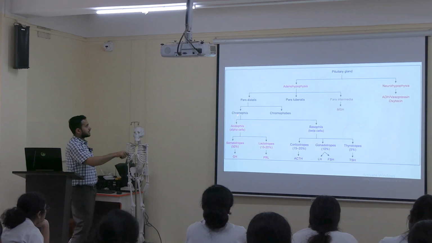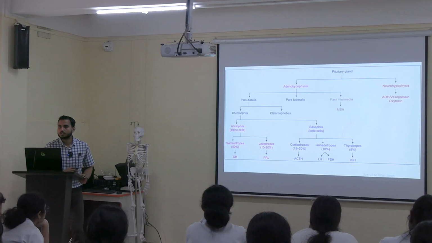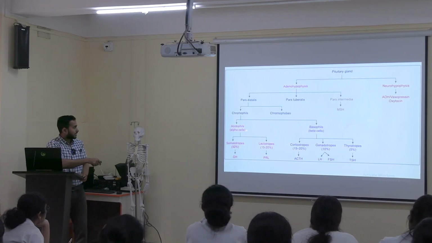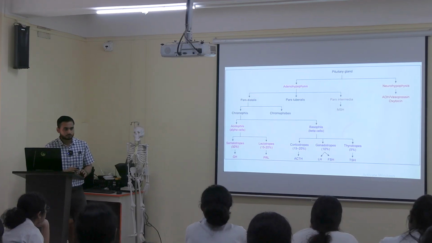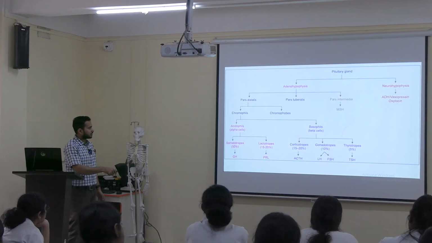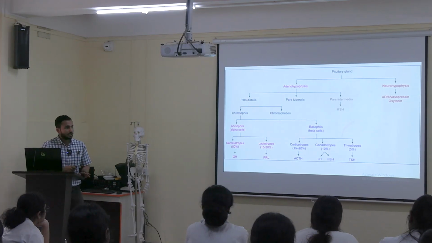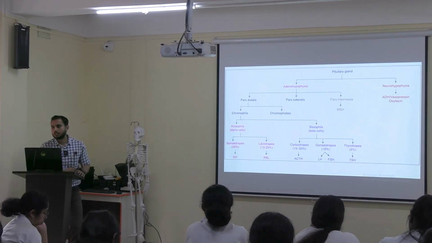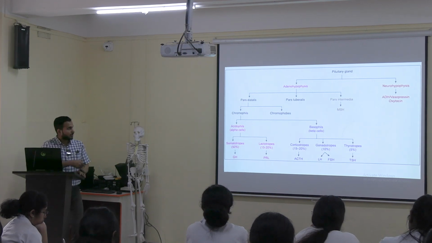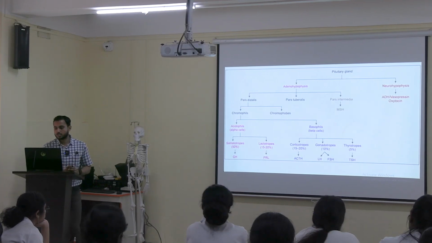Next you can see the chromophils. How many types of cells are there in chromophils? Two types, based on the stain which they take: acidophil cells and basophil cells, that means acidic dye and basic dye. Under acidophils you can see somatotropes and lactotropes, and under basophils corticotropes, gonadotropes, and thyrotropes. The pars intermedia secretes only one hormone, melanocyte stimulating hormone. And what about the neurohypophysis? The neurohypophysis is releasing two hormones, ADH, also called vasopressin, and oxytocin.